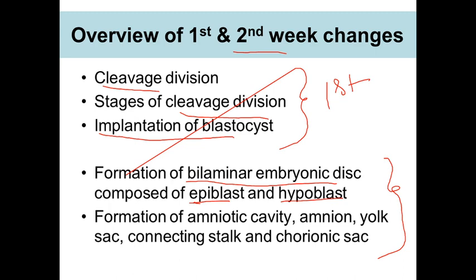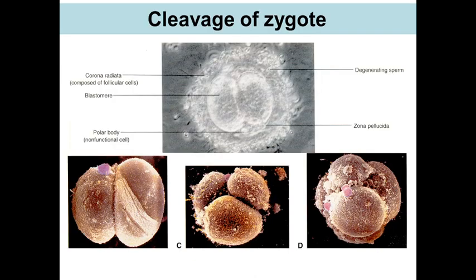Along with that, we see the formation of the embryonic membranes during the second week, that is the amniotic cavity, amnion, yolk sac, connecting stalk and the chorionic sac. We will discuss all these in the subsequent slides. During the first week, what are the changes that occur? It is the formation of the blastocyst by means of cleavage division. Here this is the fertilized ovum.